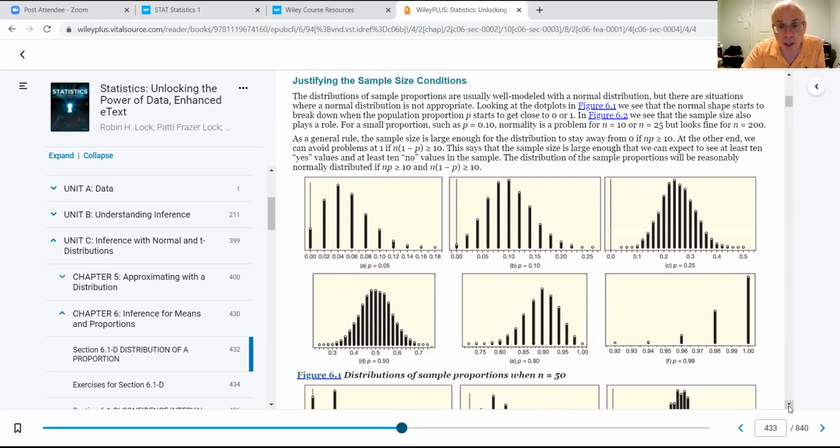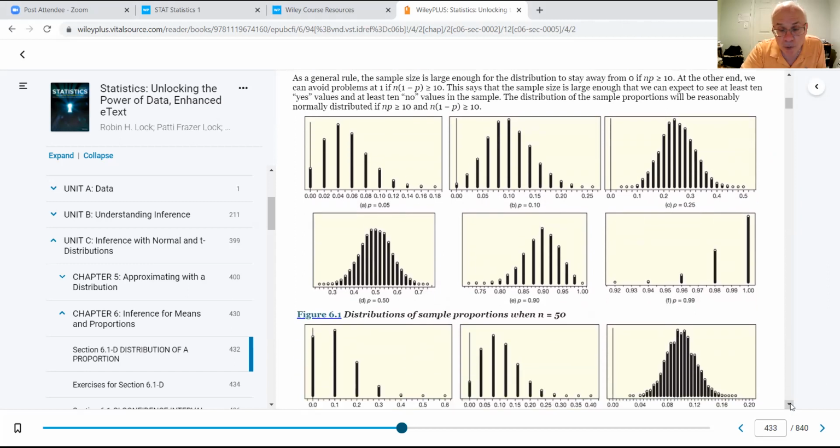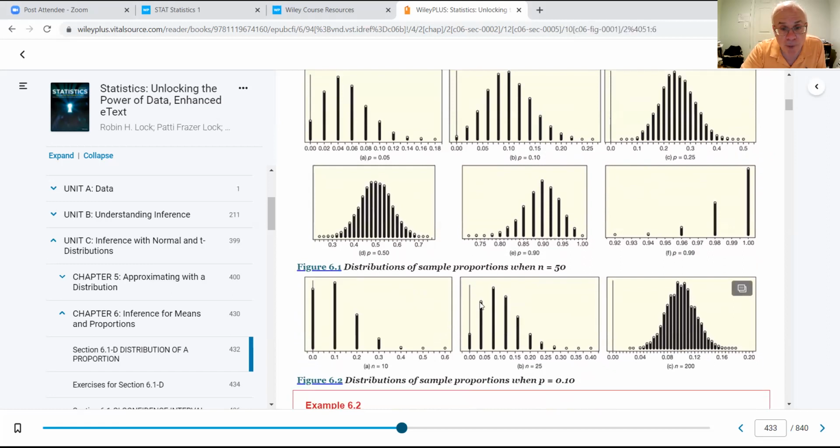And they show examples right here, all right? They show you here. And they're showing different sample sizes here. Here, let me show you this one. So here's an example when we have a sample size of 50, all right? Let me restate this. Let's look at these three at the bottom here. There's three different sample sizes here. We have 10, 25, and 200.